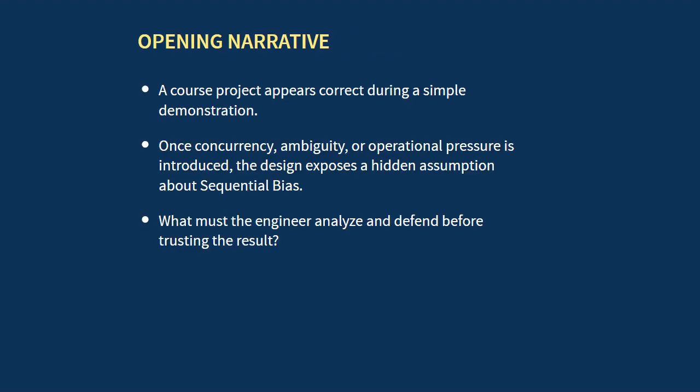Imagine presenting a project that appears flawless after a straightforward demonstration. As soon as concurrency or operational stress is introduced, however, you might discover a critical hidden assumption at play, particularly regarding sequential bias. What specific hidden assumptions should we be looking for? Great question. We need to analyze assumptions related to the timing of operations and how they can impact overall system correctness.